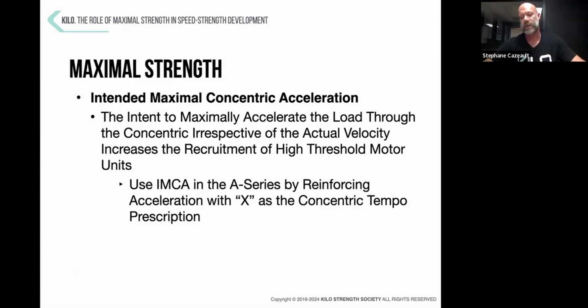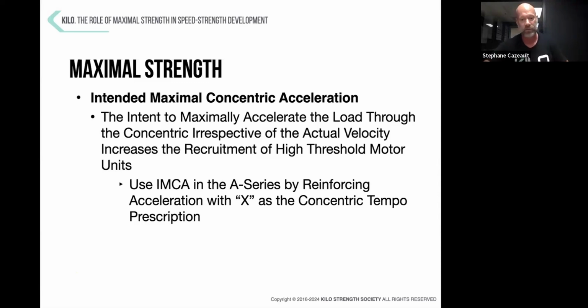So in a tempo prescription, if you're using the tempo system, the third number, which represents the concentric, you would see an X. The X means as fast as possible, irrespective of the actual time. Because one thing that's important to understand is speed strength is a reflection of movement speed, yes, but mostly contraction speed. So sometimes, even if the actual velocity of the movement is not that high, it does not necessarily mean that the speed of contraction of the muscle fiber is not fast.